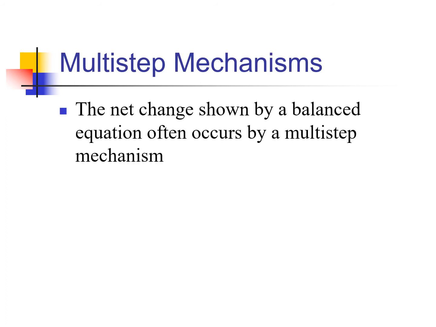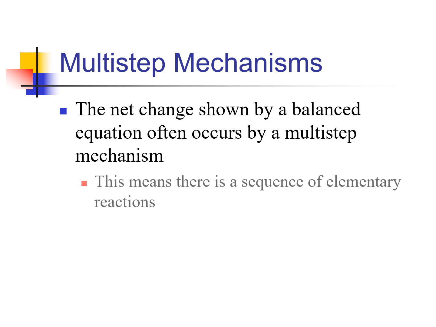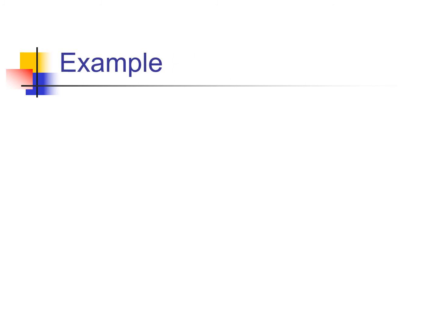Now, if we look at a balanced equation, it is the overall picture of the reaction. But most overall reactions occur through a multi-step mechanism. This means a sequence of elementary reactions. As a note, in AP Chemistry, you will never have to generate a multi-step mechanism. One will be provided for you. You may have to analyze one, but you will never have to produce one.